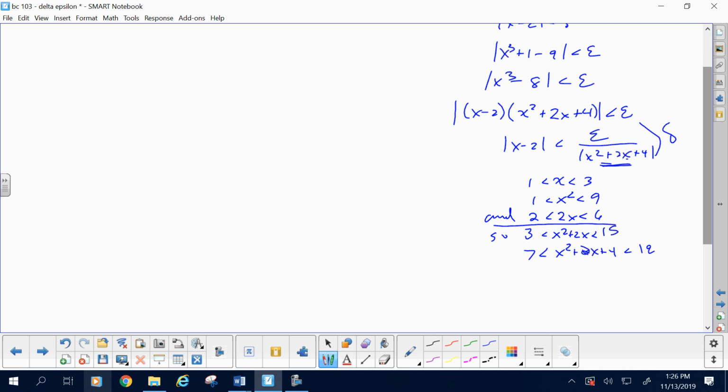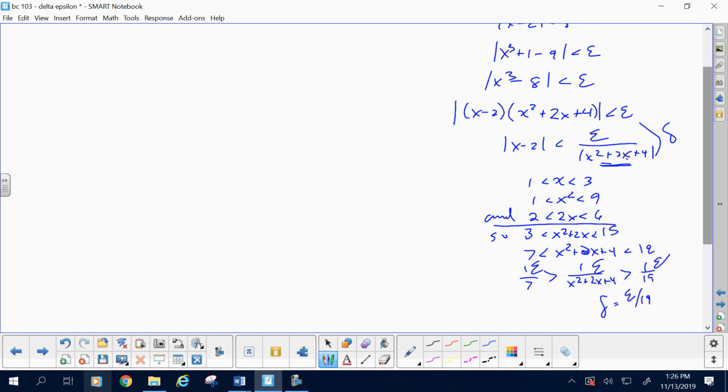Am I there or am I not there? I still need to take reciprocals. So 1/7, 1 over x squared plus 2x plus 4, I'll need some absolute value in my final proof, and 1/19. So do I go with the 19 or the 7? 19. Your delta is what? If I slap an epsilon, the delta is epsilon over 19. That's your epsilon, or your delta.